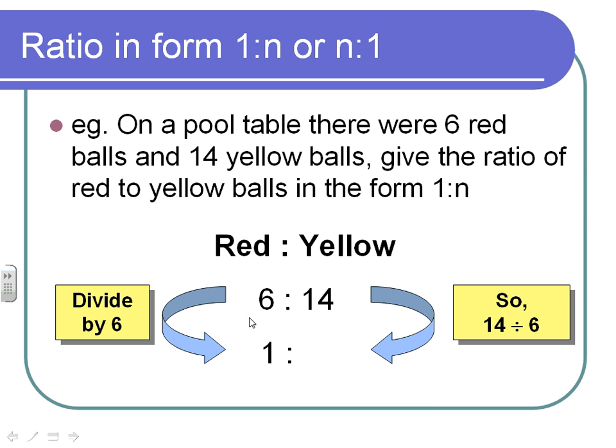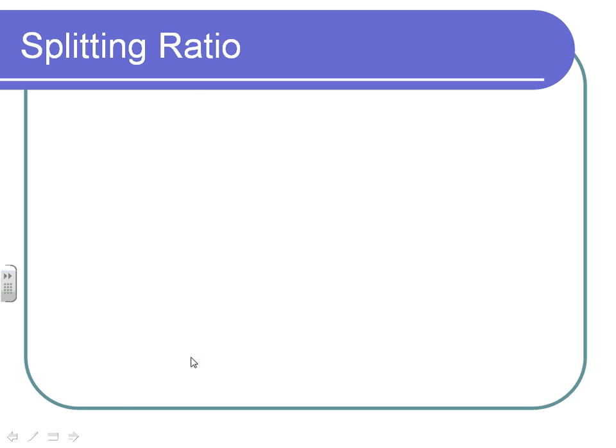So we're going to do 6 divided by 6 to give us 1. 14 divided by 6 gives us 2.3. So on a pool table, for every 1 red ball, there are 2.3 yellow. Now, that sounds a little odd because you're going, there can't be 2.3 yellow balls on the table. There either has to be 2 or there has to be 3. And that's where, when you're talking about ratios in the form of 1 to n or n to 1, you can have the decimals.